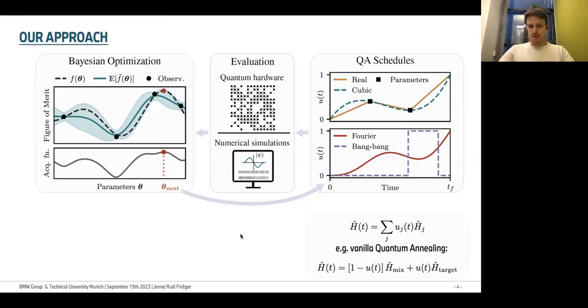To give you a concrete example, we could do this, for example, for vanilla quantum annealing, where we have a single control function, which interpolates from this initial mixer Hamiltonian to a target Hamiltonian. And then there is a variety of ways of how to get from u of t equals 0 to u of t equals 1. And this is specified by these quantum annealing schedules.